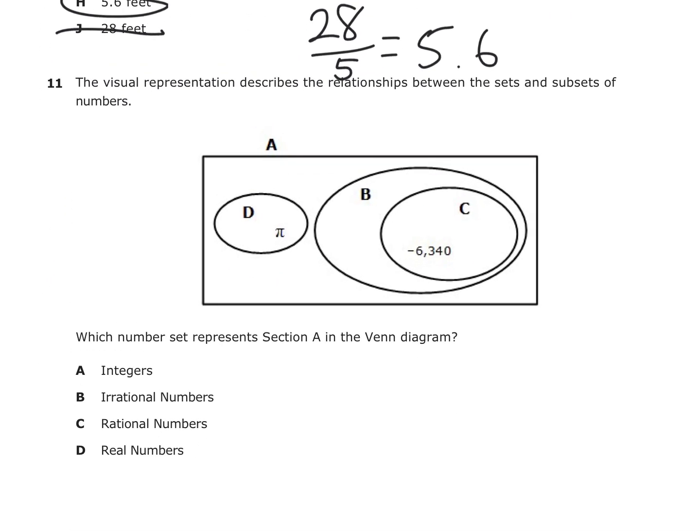Okay, the visual representation describes the relationship between the sets and subsets of numbers. What does section A represent? This one should be easy. Section A, D. Real numbers. Why? Because both irrational and rational numbers are real. Okay? So, I also like how they matched ABCD to ABCD here, but that's not really.